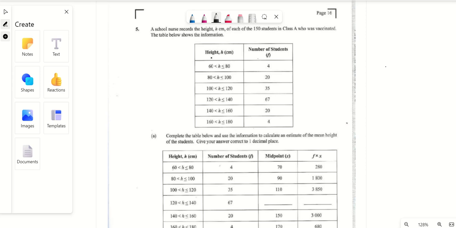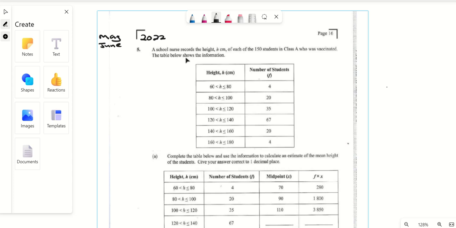So today we'll be doing 2022 May, June, number 5. Let's read the question. It says the school nurse records the height of each of the 150 students in class A. So we know the total number of students in class A is 150, right? Who was vaccinated? The table shows the information.